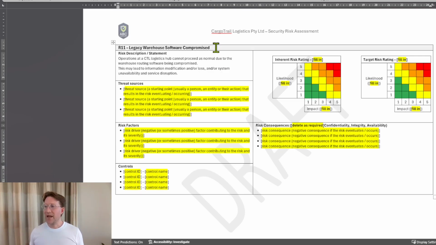For risk 11, we have legacy warehouse software being compromised. As discussed in a previous video, when we were coming up with the initial ideas for the risks, we know from the scenario that some of the software used by CTL at some of their warehouses is legacy software. That is to say, it's old and it's not supported by the original software developer anymore, such that as bugs, errors, and vulnerabilities pop up over time, people discover them by accident. Other people might intentionally try and search for these. There's no one to actively make patches to fix these problems.